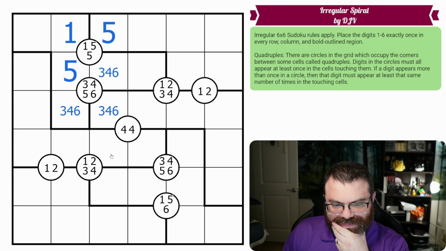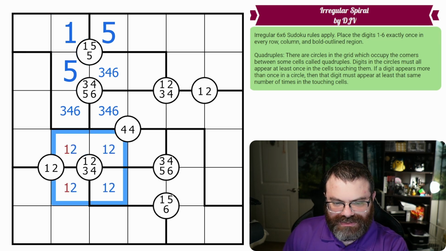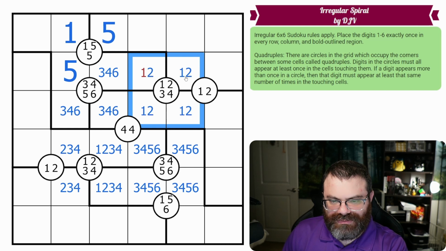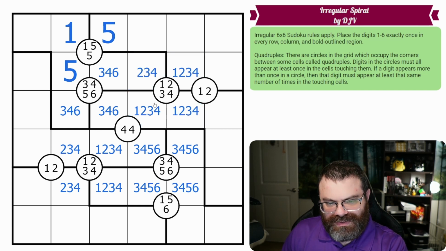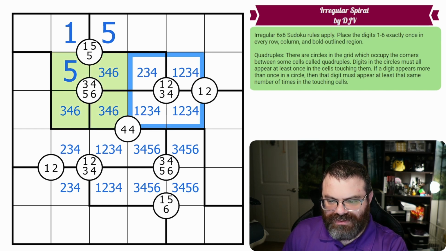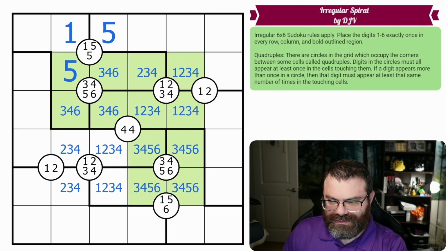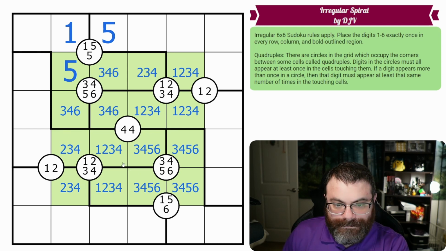All right, so what else can we do? I'm tempted to just pencil these. 1 2 3 4. We are going to need a 1 here. 3 4 5 6, and then 1 2 3 4. It's a bit messy, but when I did that, I noticed that they all have 3 4s. So let's actually, I'm going to green each of these quads. Notice they don't overlap.